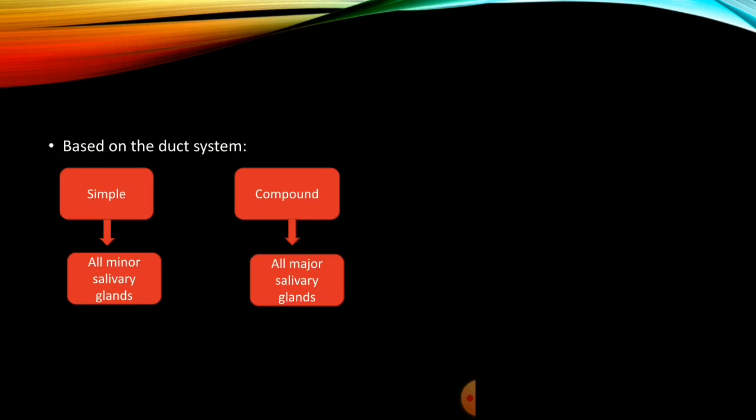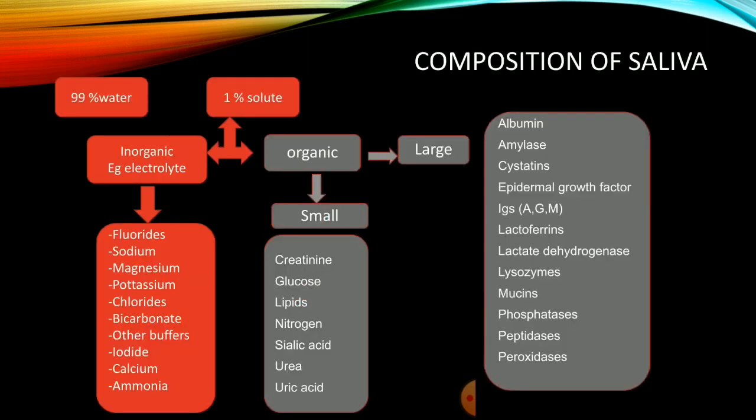Next, on the basis of duct system, we have simple salivary gland and compound salivary gland. In simple salivary gland, we have all minor salivary glands, whereas in compound salivary glands, we have all major salivary glands. Next, we move on to the composition of saliva.